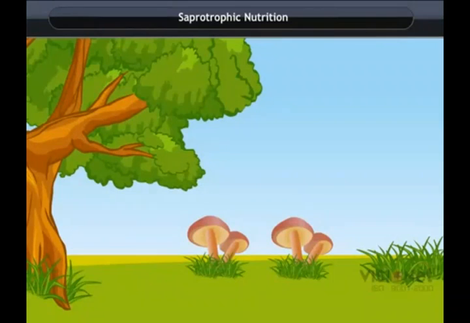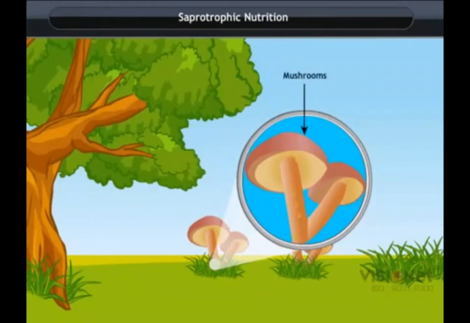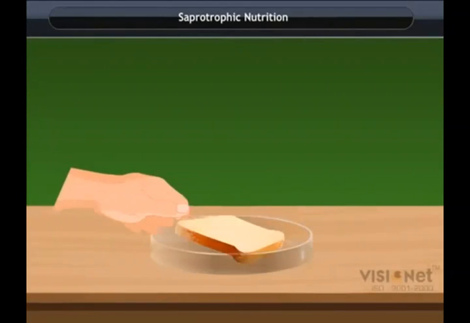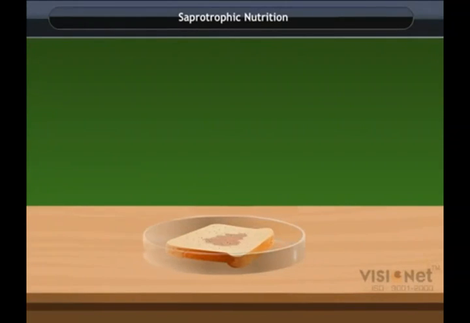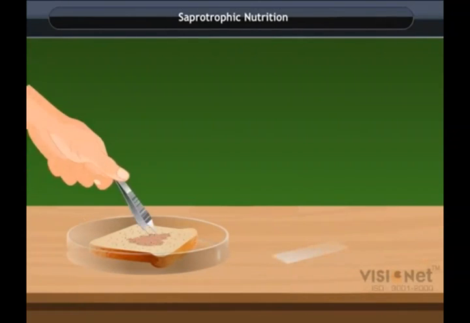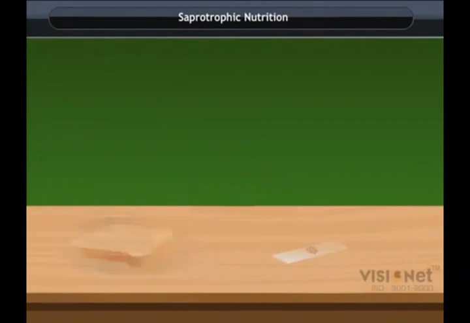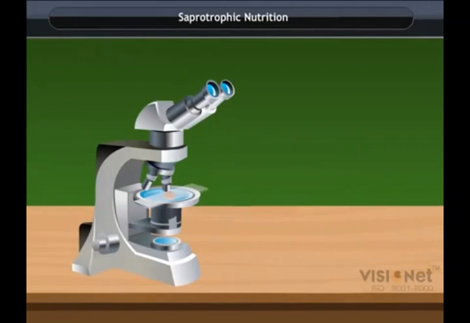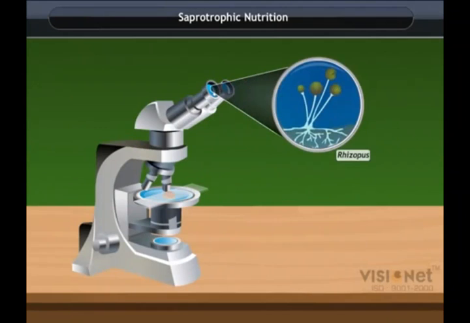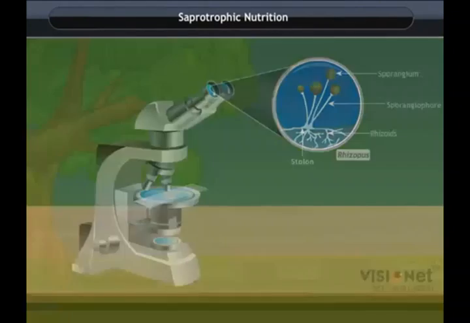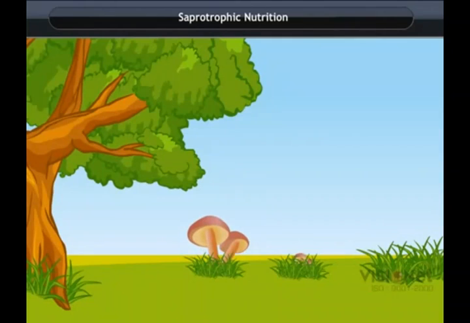Saprotrophic nutrition. Have you seen mushrooms? Can you tell whether it is a plant or an animal? Let's do an activity to study fungi in detail. Leave the pieces of bread in a moist, warm place for 2 to 3 days. Carefully observe the patches under a magnifying glass. You will see cotton-like threads spread on the bread. These organisms are called fungi. They secrete digestive juices on the dead and decaying matter and convert it into a solution. Then they absorb the nutrients from it. This mode of nutrition is called saprotrophic nutrition.